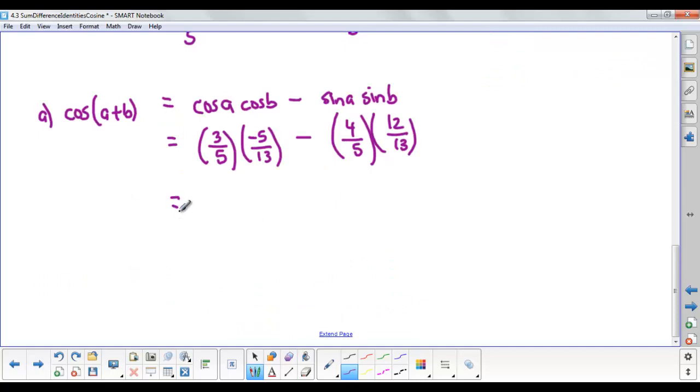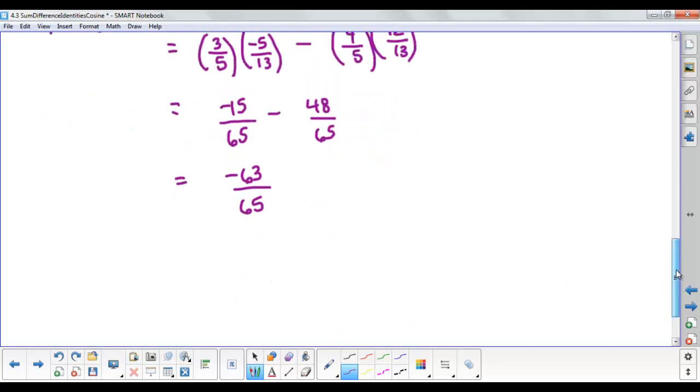And from this point on, it is just arithmetic. Tops times tops, negative 15 over 65 minus 48 over 65. Because we have a common denominator, we can just subtract the numerators, which gives us a final answer of negative 63 over 65.